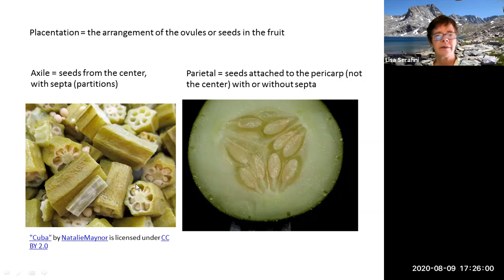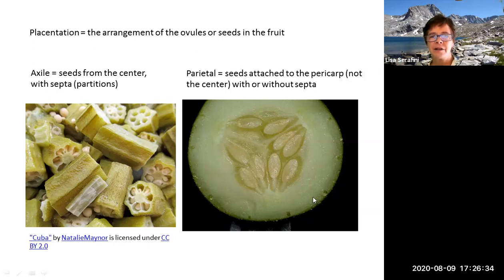In axile, it's kind of like a bicycle wheel. You have the center, and then you have spokes. Those are the septa, and then your seeds are attached to the center, okay? So you always have the septa and the seeds are attached to the center. It could be 3 compartments, 5 compartments, however many. This looks like 7 compartments, but that's axile placentation, not axial, axile, okay? And I know we have a lot of terms that sound alike.